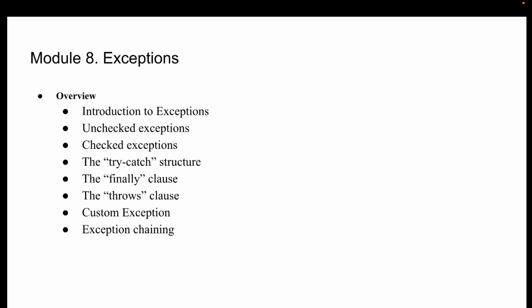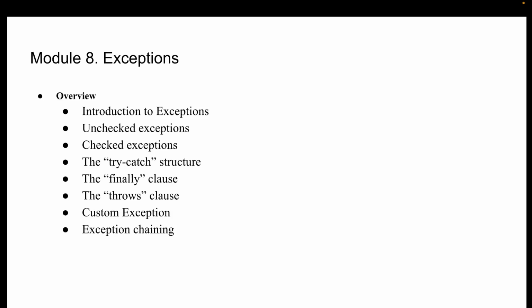So there can be several types of situations. We'll go through it. What are the situations that can come when an exception in a Java program can occur? So basically in this module, we'll talk about introduction to exceptions. What are the types of exceptions? That is unchecked exceptions, checked exceptions. Then we'll try to see what are the mechanisms Java provides to handle those situations.